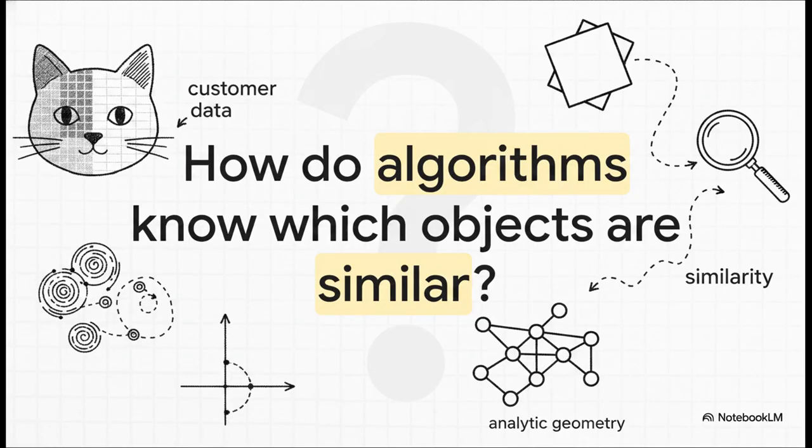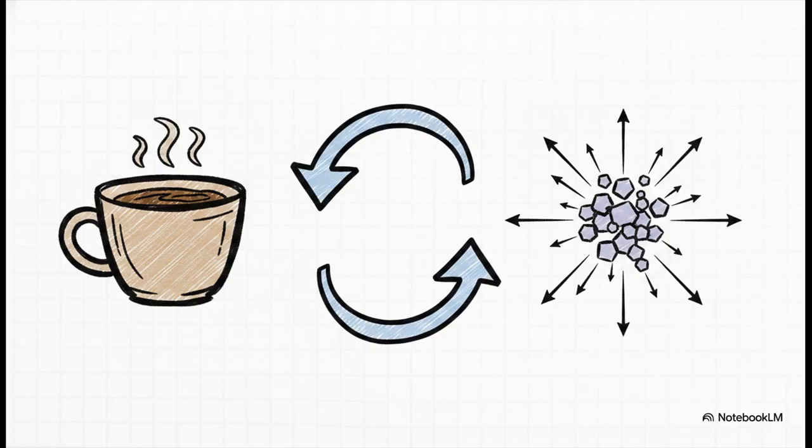I mean, machines don't have eyes, right? When they look at a picture of a cat or a massive cluster of customer data, they just see giant arrays of numbers. So how in the world do we teach a computer the human concept of similarity? How does an algorithm know that one piece of data is like another? Well, the secret sauce is analytic geometry. By translating real-world objects into high-dimensional vectors, we basically give the computer a spatial environment to work within. Once our data is converted into vectors in this mathematical space, we can finally start measuring them.